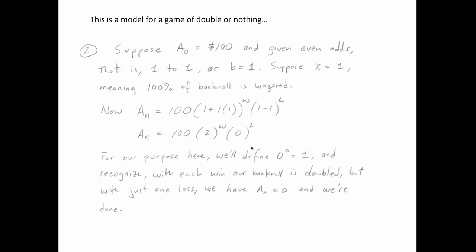So I'm going to do a sort of technical little detail here and say that my formula is legitimate in this form if I just, for the moment, for this situation, say, well, let's just call 0 to the 0. So if you had 0 losses, this is a factor of 1. It doesn't count until the first loss comes up, and of course everything goes to 0. So for our purpose here, I'm just defining 0 to the power 0. Count that as a 1. And recognize with each win, our bankroll is doubled, but with just one loss, we'd have the bankroll go to 0, and we would be done there.